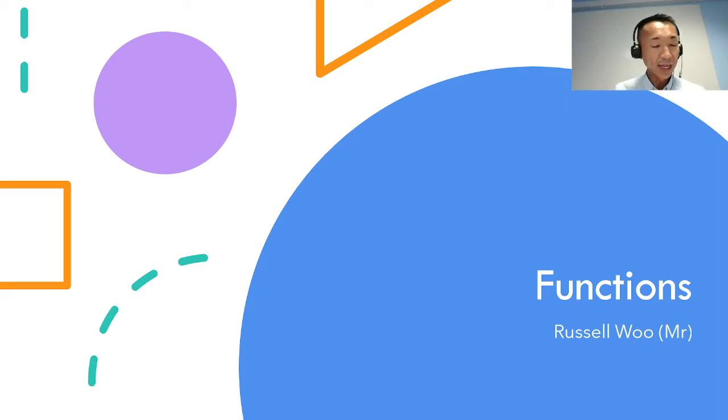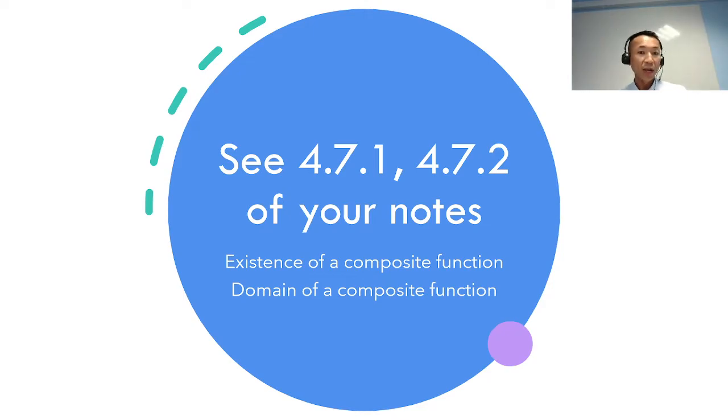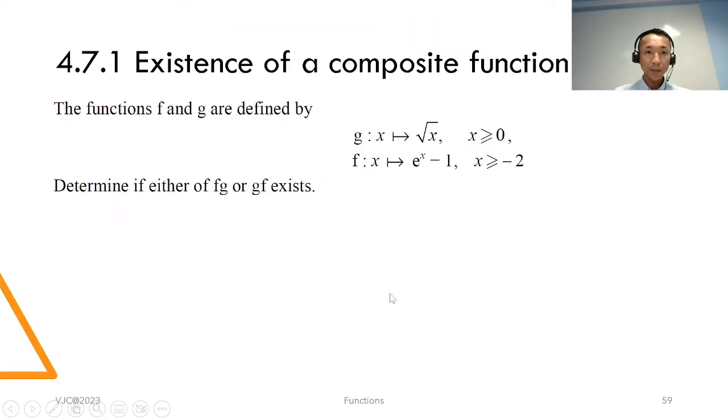Welcome back to this next section of functions. Here we will be covering 4.7.1, which is the existence of a composite function, and 4.7.2, which is the domain of a composite function. In the earlier section, we talked about what a composite function is, but let me tell you, not all composite functions exist. Why do I say that?